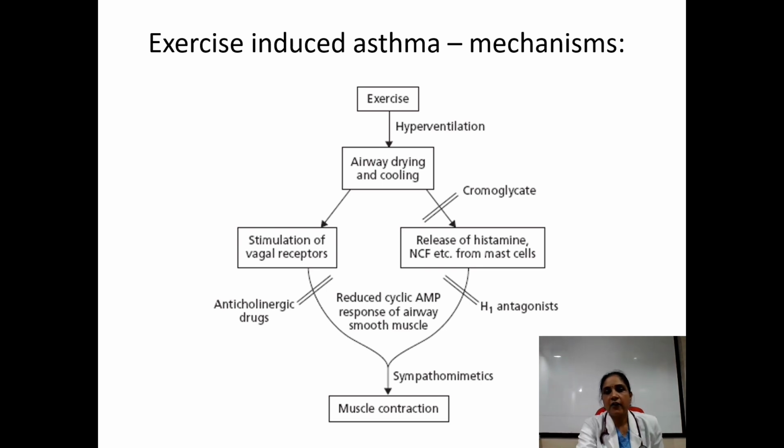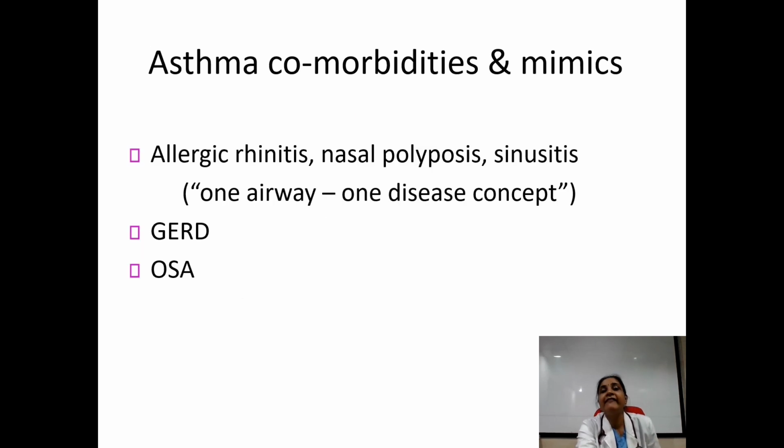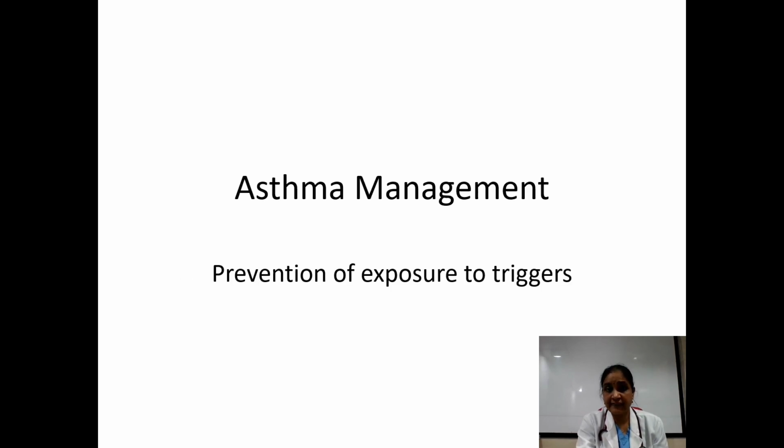So the blocks which I have put here are the drugs. You can use cromoglycate, you can use H1 receptor blockers, or you can use anticholinergic drugs, or you can use beta-2 agonists for relieving that asthma. Now, asthma comorbidities and mimics I have already discussed, but you should remember one more, that is obstructive sleep apnea.